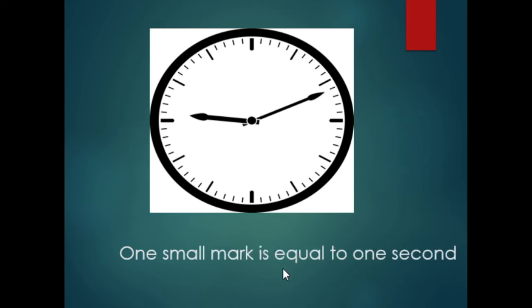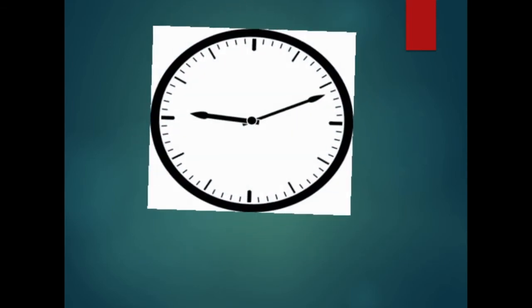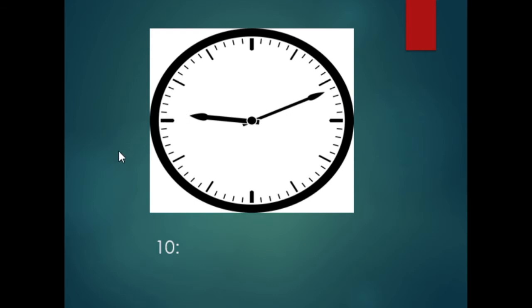Now, as you can see, there are also very small marks after the big marks, right? 1, 2, 3, 4. One small mark is equal to 1 second. So when we tell the number of minutes, we include the number of seconds. So, how is it possible? Look. Let's try.